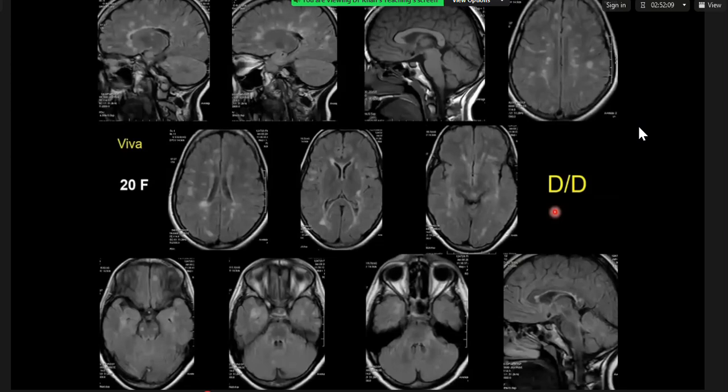Okay, so we have selected sagittal and axial images of the brain in T1 and FLAIR. So there are abnormal foci of high FLAIR signal around the septocallosal region of the brain and juxtacortical areas of the brain as well. They appear to be different sizes and different shapes.